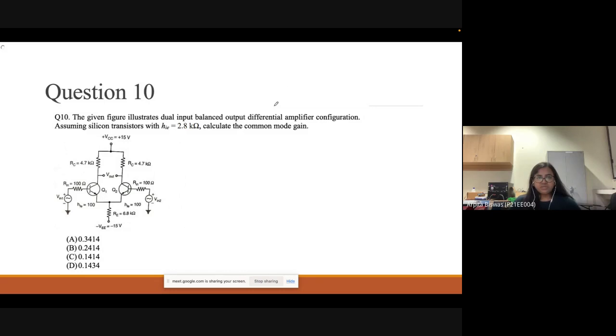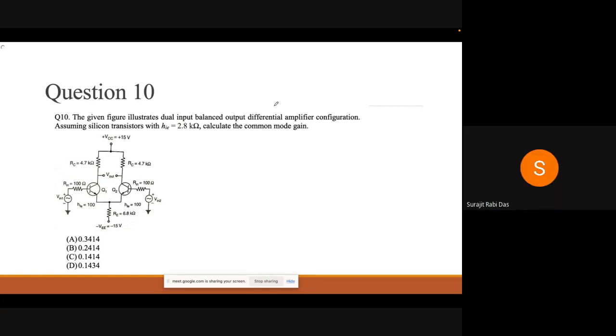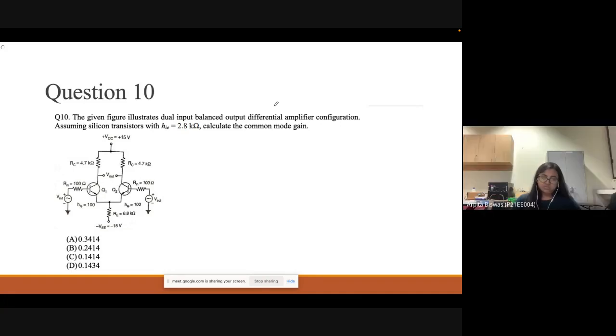The given figure illustrates a dual input balanced output differential amplifier configuration. Assuming the silicon transistor with HIE of 2.8 kilo ohm, calculate the common mode gain. The first option is 0.3414, the second option is 0.2414, the third option is 0.1414, the fourth option is 0.1434. Take your time. Option A. Question number 10. Yes, it is 0.3414.